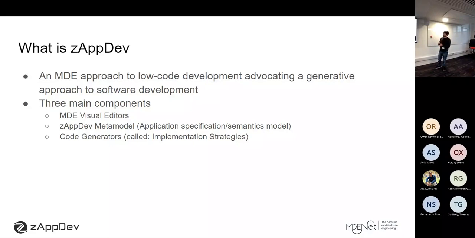We have three main components in the zAppDev platform. The first one are the MDE visual editors, which are the editors where you edit these models. There's a business model editor, a UI editor, etc. Then there is a zAppDev meta model where all these models are combined, are validated, and are fed to the implementation strategy, to the coding facility. And the final step is the code generator, which we'll call an implementation strategy, which takes as input this meta model and generates native source code.